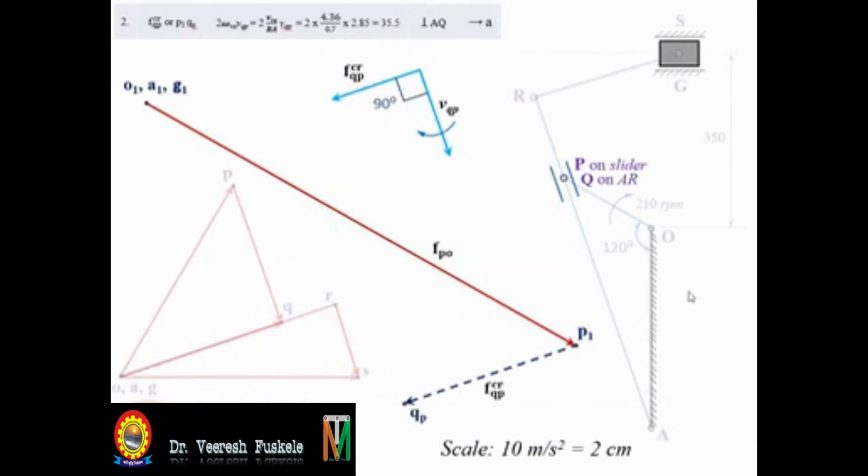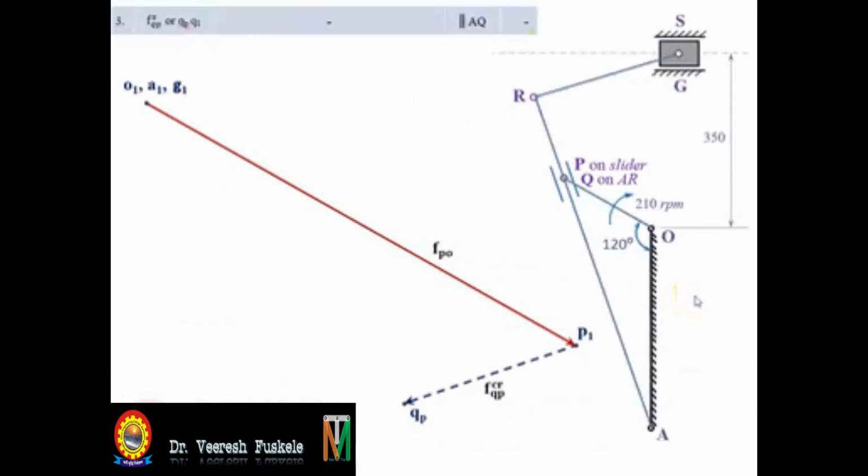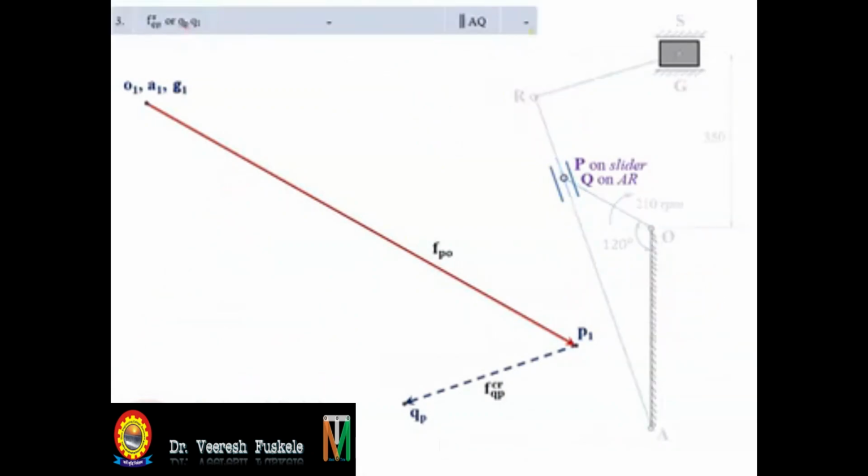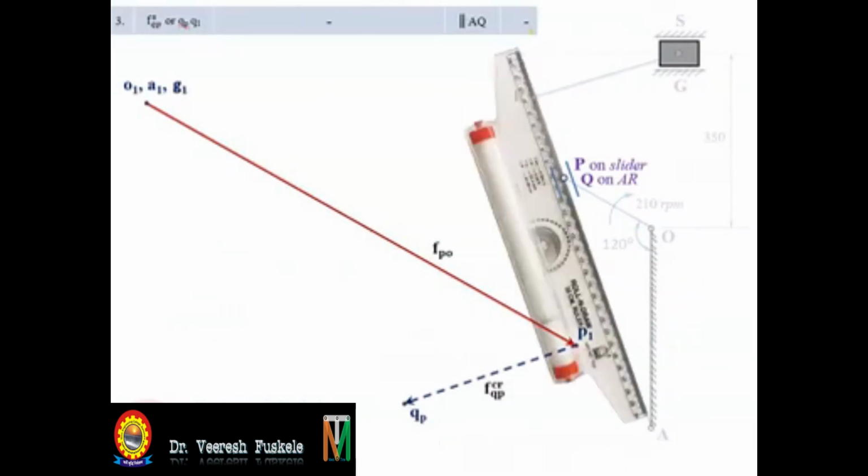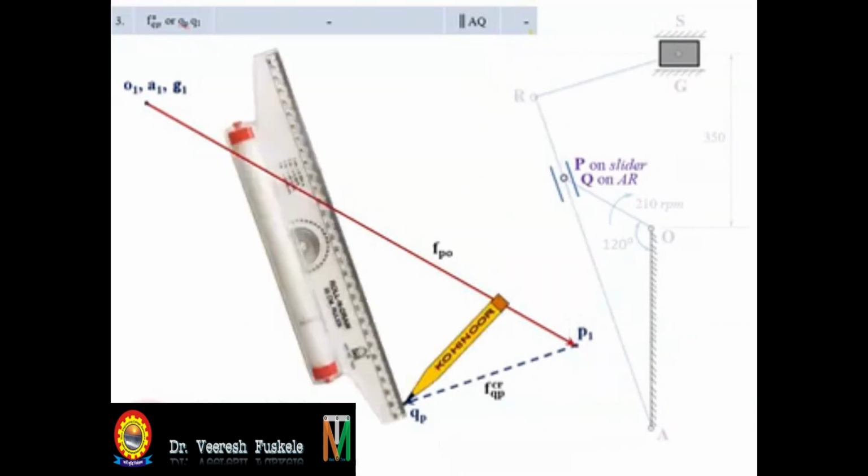Next, we have to draw the sliding component of the acceleration, that is Fs QP. The direction will be parallel to the link AQ. So we will take a roller scale, place it on the link AQ, and we will drag it to the point QP. From here we will draw a vector which will be parallel to AQ, as we don't know the length of the vector, so we'll leave it as it is for now.